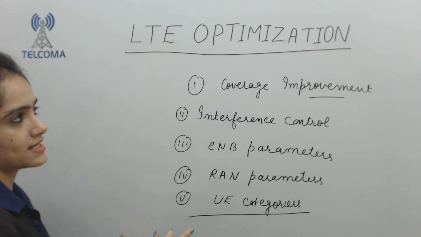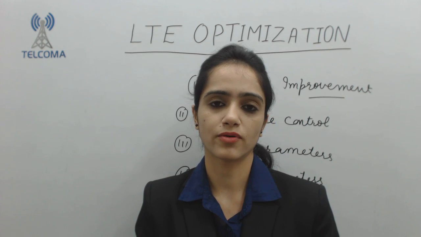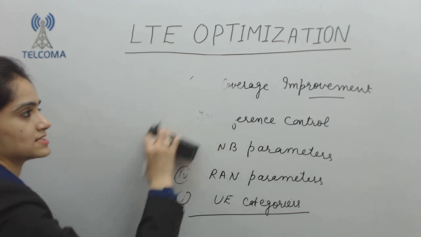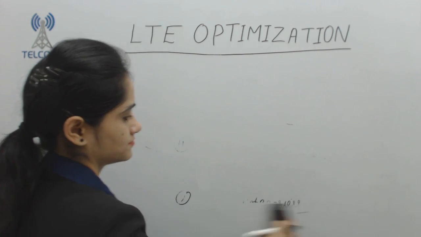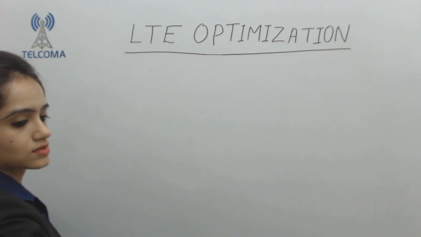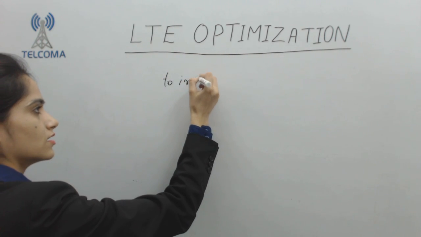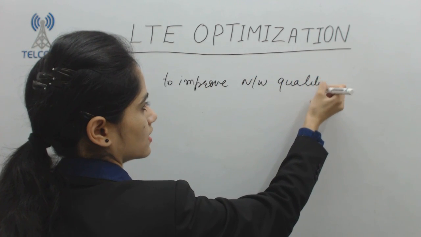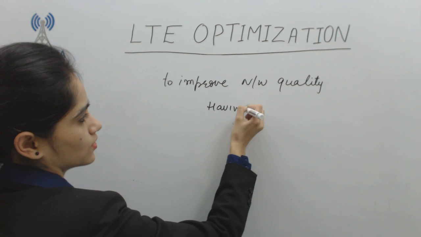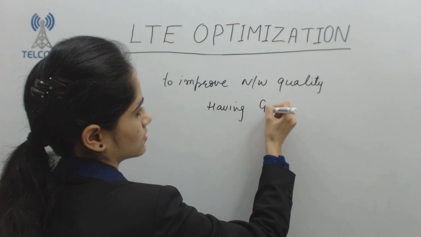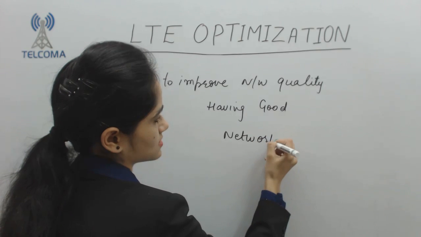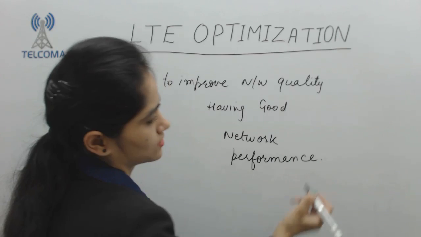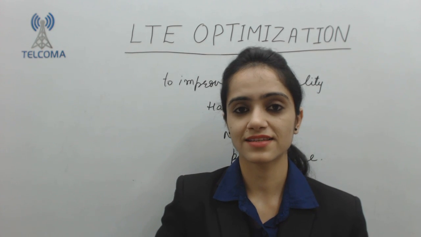So that means optimization will cover all the network performance issues and how to improve network quality. The main aim of optimization is to improve network quality and thus have good network performance. So this is about LTE optimization. Thank you so much.